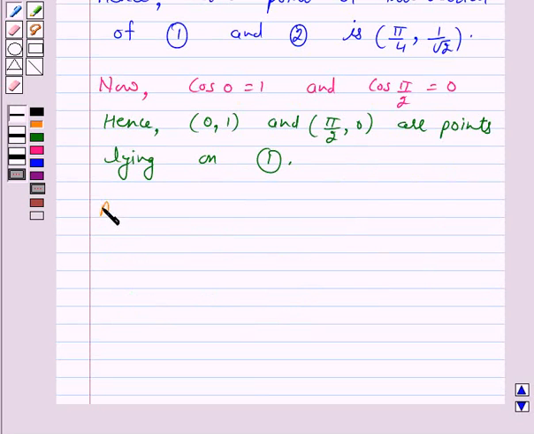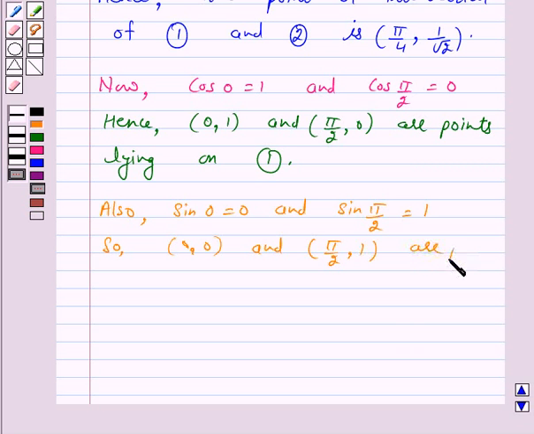Also, sin 0 is equal to 0 and sin pi by 2 is equal to 1. So 0, 0 and pi by 2, 1 are points lying on equation 2.